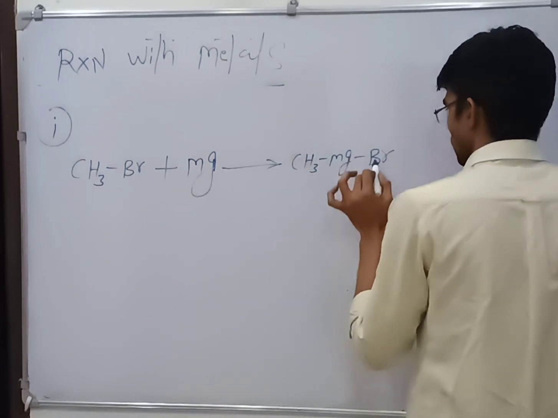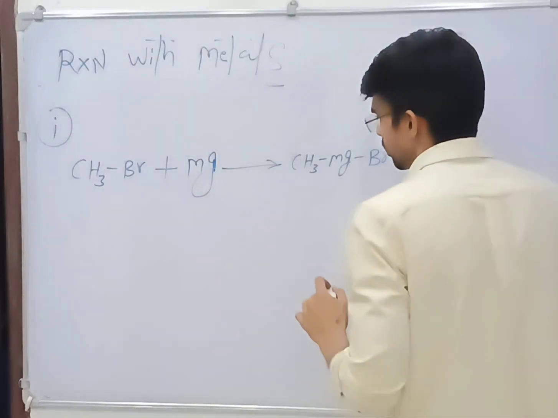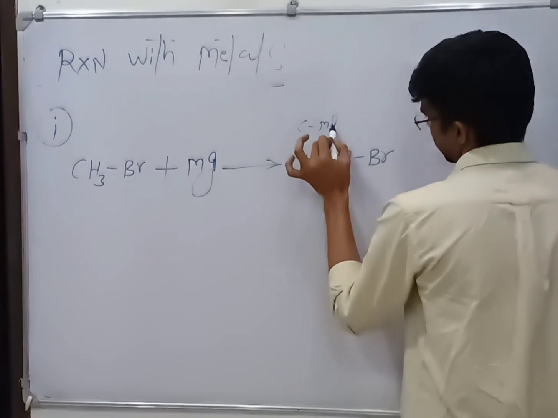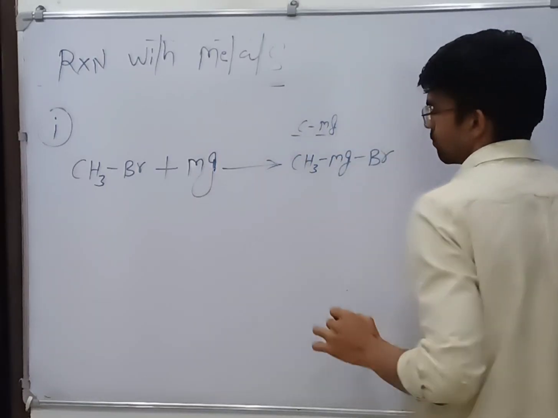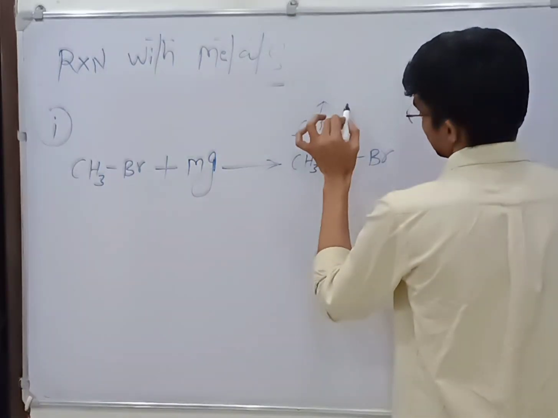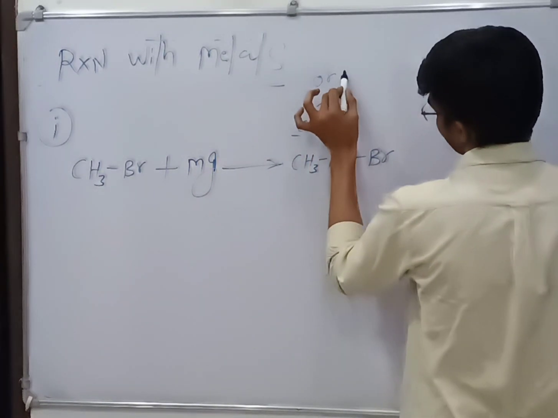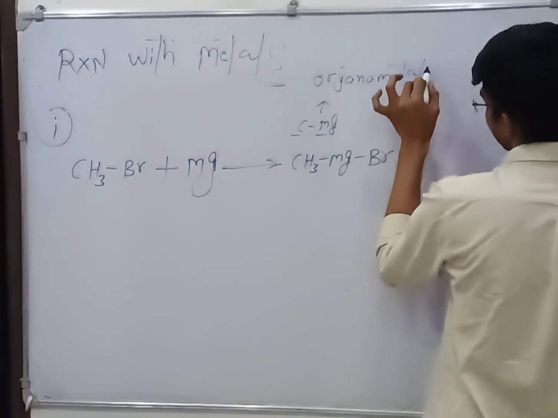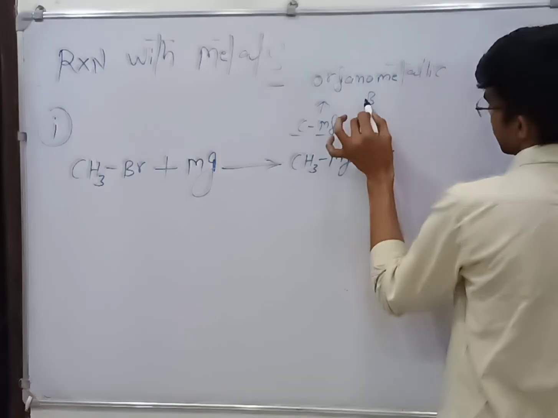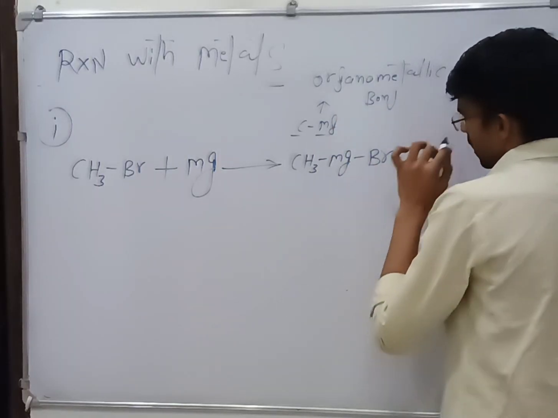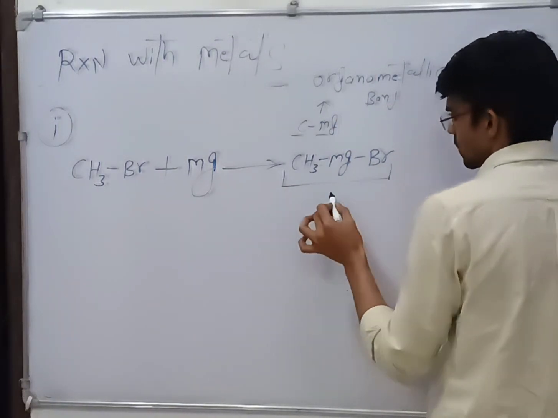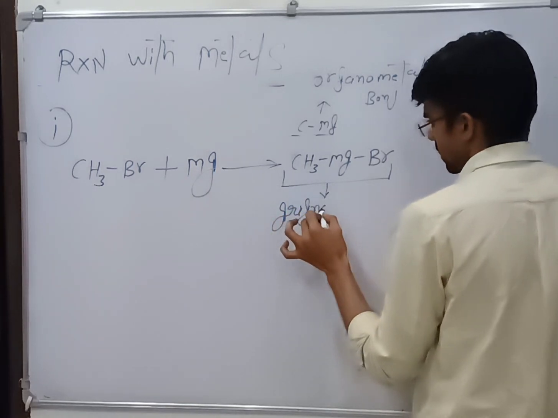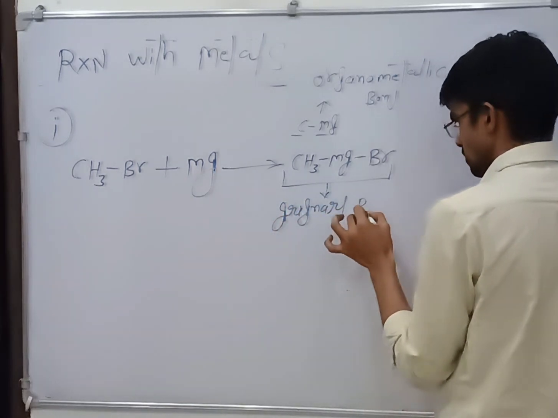CH3MgBr. This is also called an organometallic compound because here carbon and metal form a bond, which is called an organometallic bond. And the reagent which is formed is called Grignard reagent.